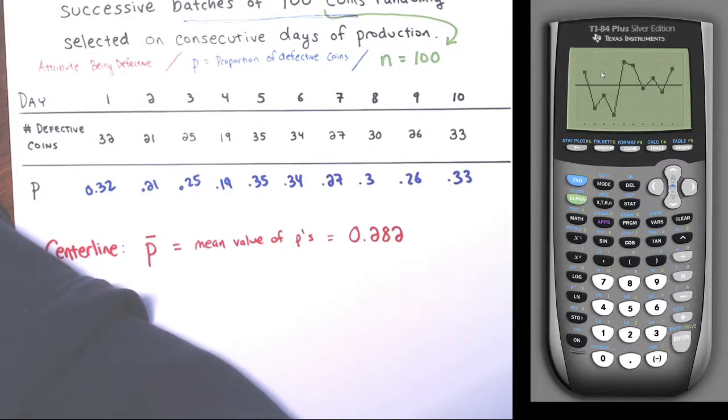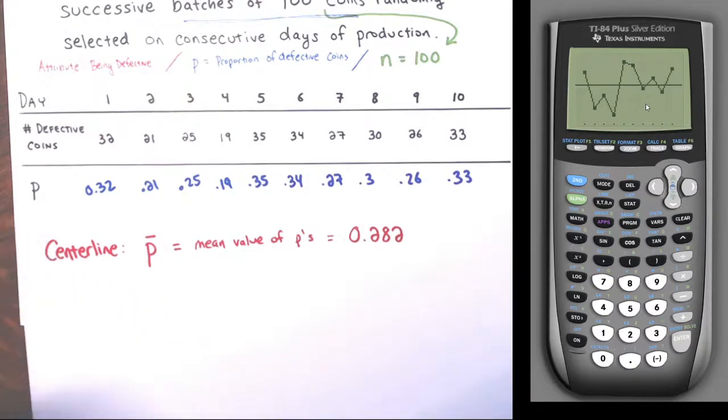And again, that run of 8 rule isn't happening. So far it seems like the process is in control. It is stable. But let's put in those upper control limits and lower control limits.